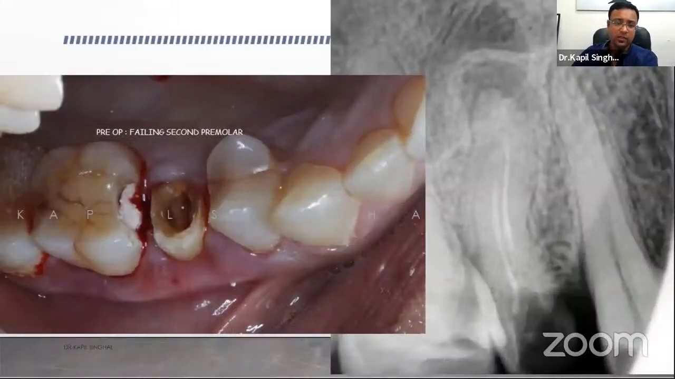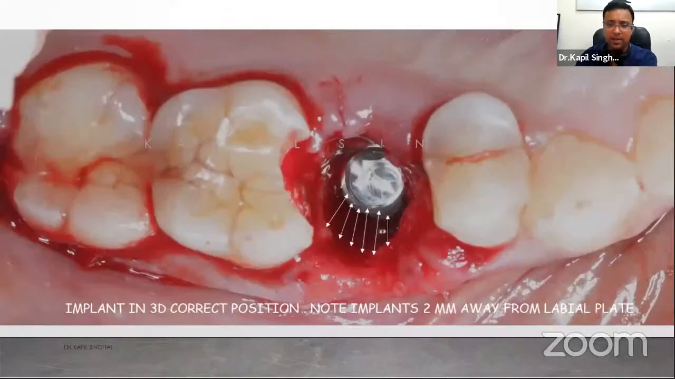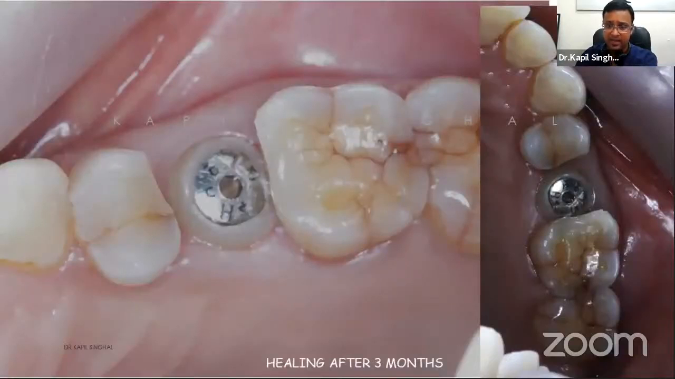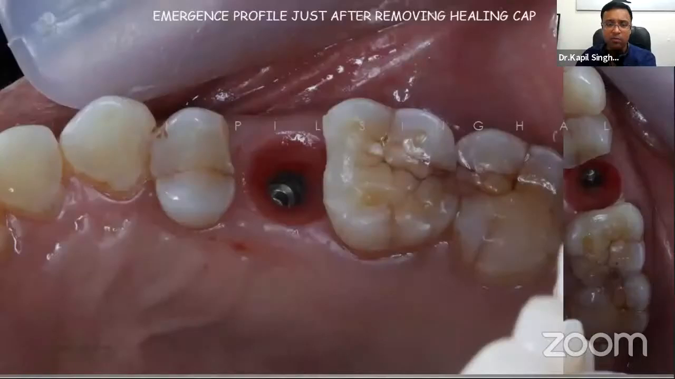Okay, another case. This was a failing premolar. We extracted the premolar and we placed the implant in a correct position. See the position of the implant away from the buccal plate, and I placed a customized healing cap. Okay, so this is after 3 months when the patient came, the healing with the healing cap. I removed the healing cap.